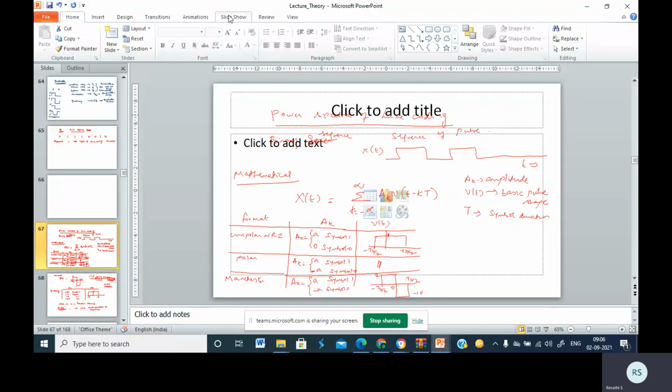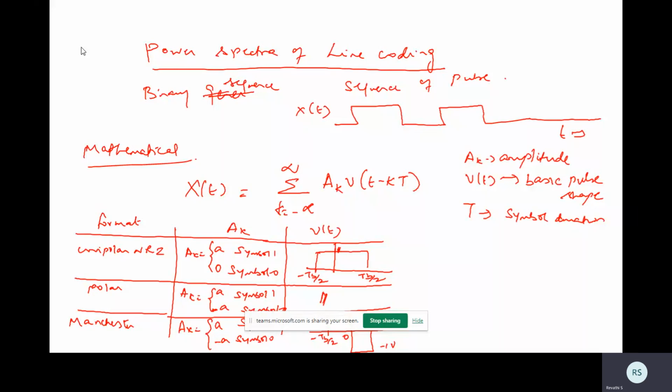So I want you to go through and completely study the session and come prepared for Monday's class. We started understanding the power spectral density of the various line coding techniques. Just a quick recap of what we have done.